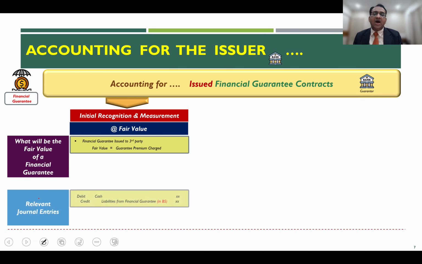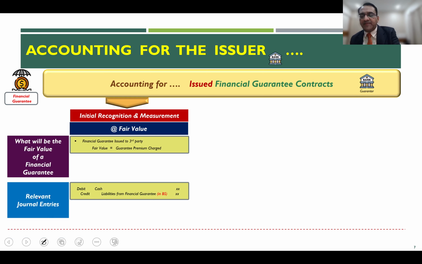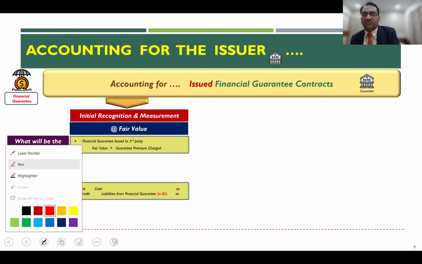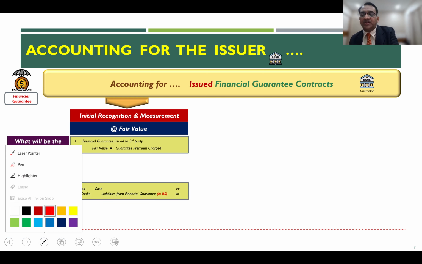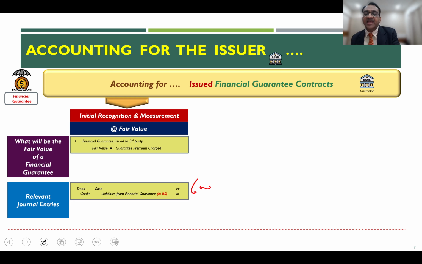And therefore, how would the entry be recorded? The issuer, the bank in this case, would record the entry by way of cash of 600 rupees, or whatever the unit of measurement is, debit cash 600 and credit the liability. Because by entering into this financial guarantee contract, there is a potential liability which the guarantor has, and therefore in the balance sheet, you will record, say for example, liabilities from financial guarantee to the extent of 600 rupees. So this is the initial recording of the financial guarantee.